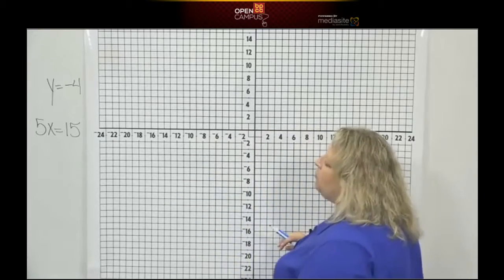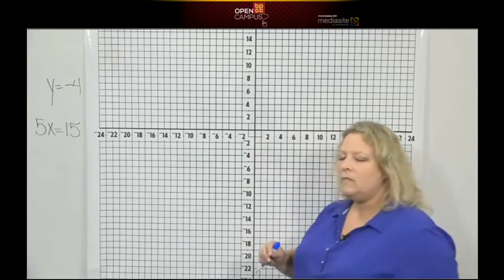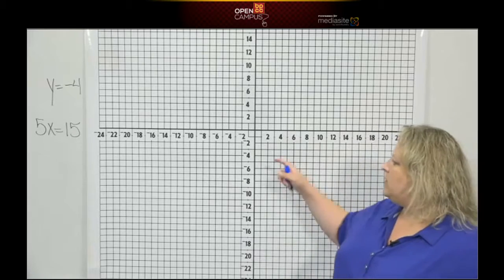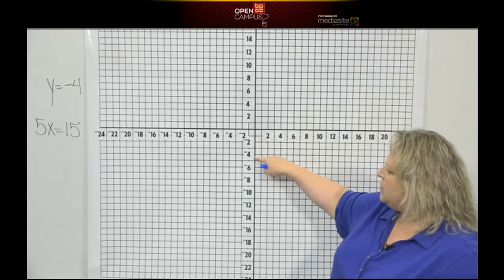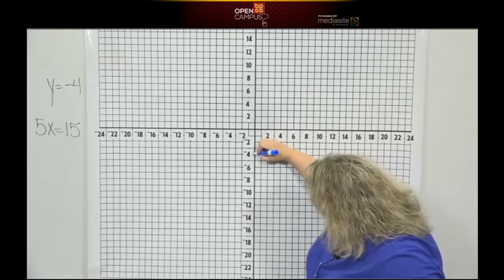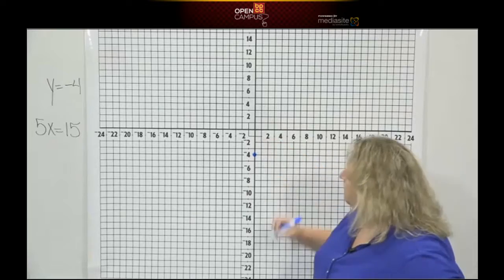So I know it says y equals -4. So when it says y equals -4, let's go find it. We start at the origin, go down to -4. That's where y equals -4. It will go right there. We're going to stick our dot.